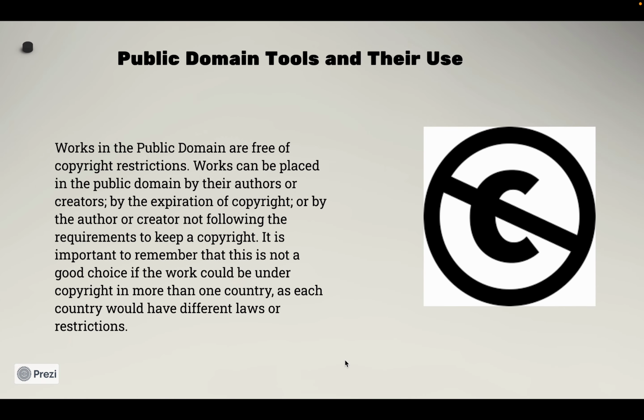Works in the public domain are free of copyright restrictions. Works can be placed in the public domain by their authors or creators, and by the expiration of copyright, or if the author or creator did not follow the requirements to keep the copyright. It is important to remember that this is not a good choice if the work could be under copyright in more than one country, as each country would have different laws or restrictions.